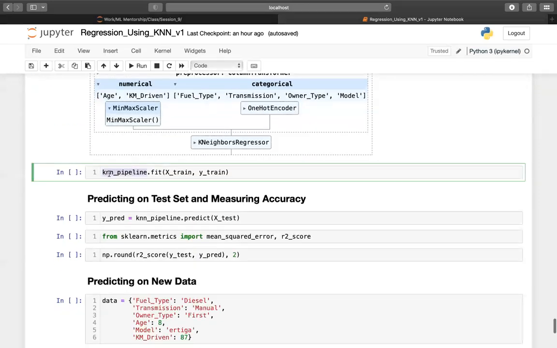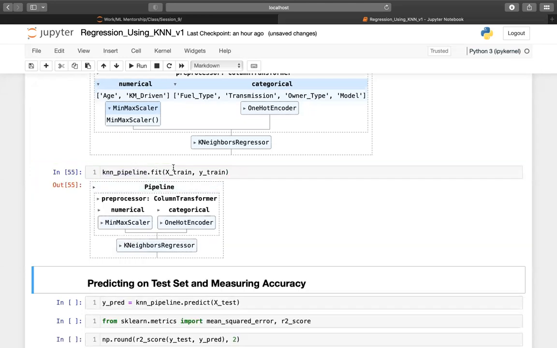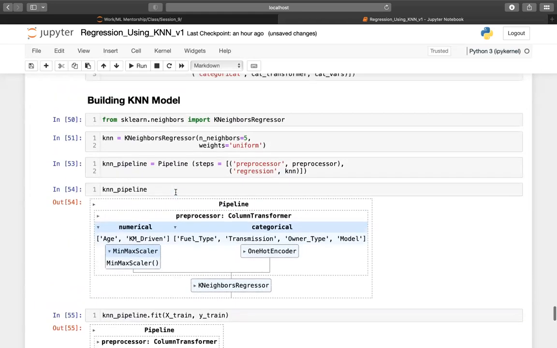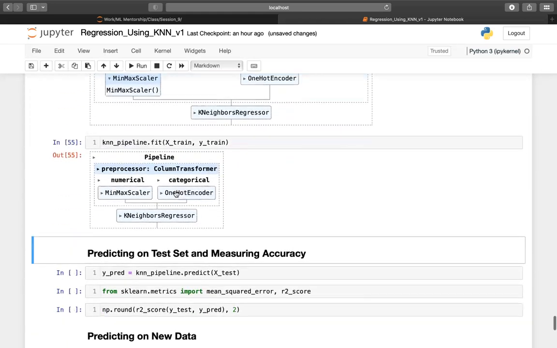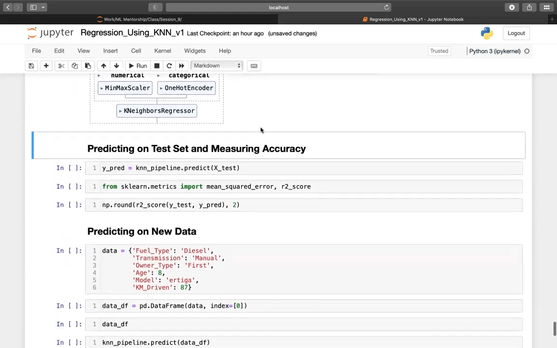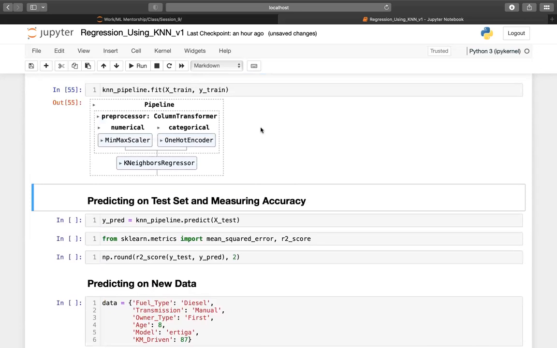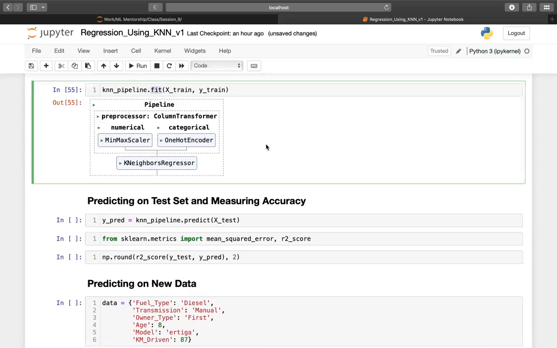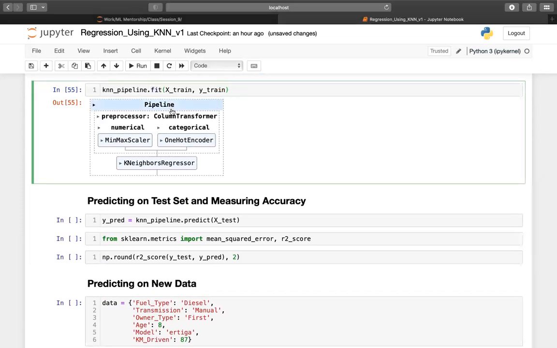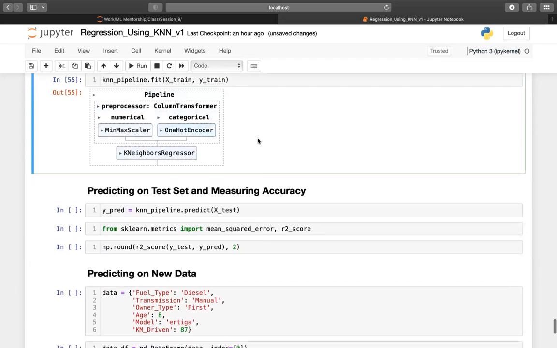And all we have to do now is KNN pipeline fit X train and y train, and the model is built. It would have done the preprocessing of both categorical and numerical features and fitted a model. We'll look in detail later at what exactly fit means here, because it's not estimating an equation, it's just finding neighbors.